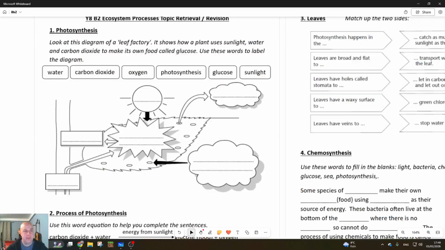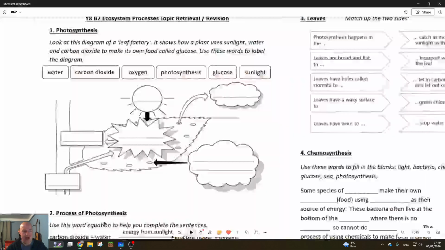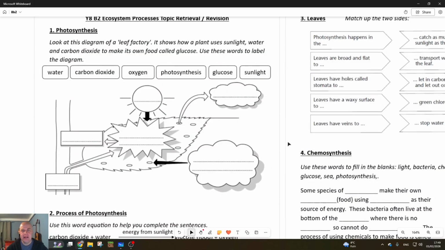Here we are again, about to do another knowledge organizer. So today we have the Year 8 Ecosystems Knowledge Organizer. So we're going to work through filling that in.